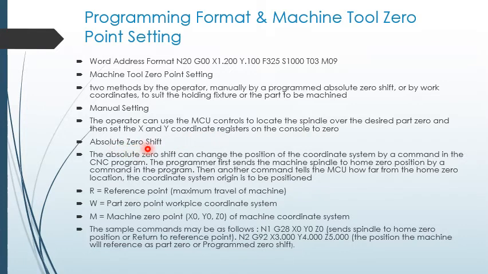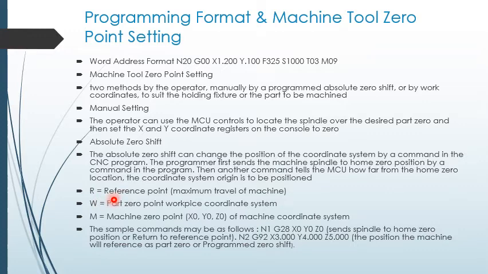The second method is absolute zero shift. The absolute zero shift can change the position of the coordinate system by a command in the CNC program. The programmer first sends the machine spindle to the home zero position by a command in the program. Then another command tells the MCU how far from the home zero location the coordinate system origin is to be positioned. So this is done by sending programs to the machine spindle to set the home zero position.